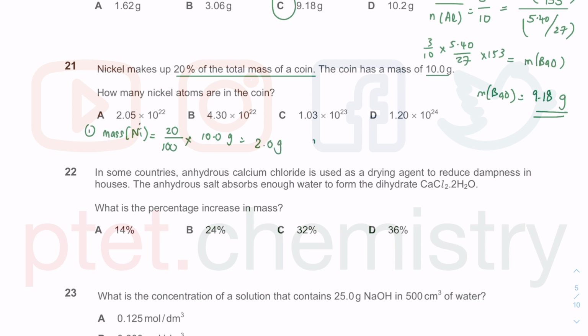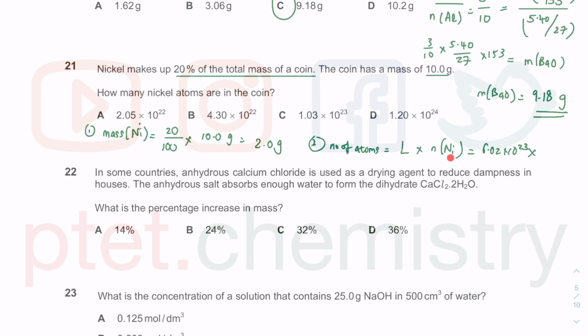Now they want the atoms in the nickel coin. So the number of atoms is going to be Avogadro constant multiplied by the number of nickel atoms. 6.02 times 10 to the 23 is Avogadro constant. The number of mole of nickel atoms is the mass divided by the MR. But we don't have MR because we're talking about an element.